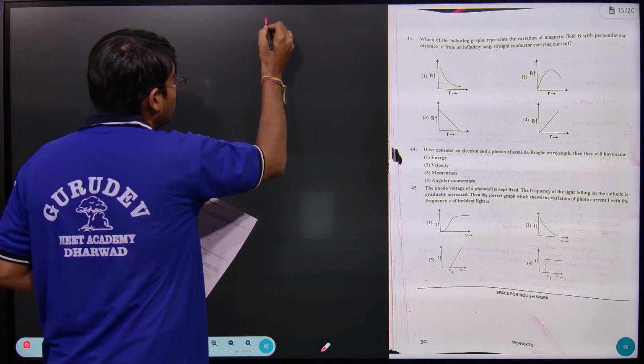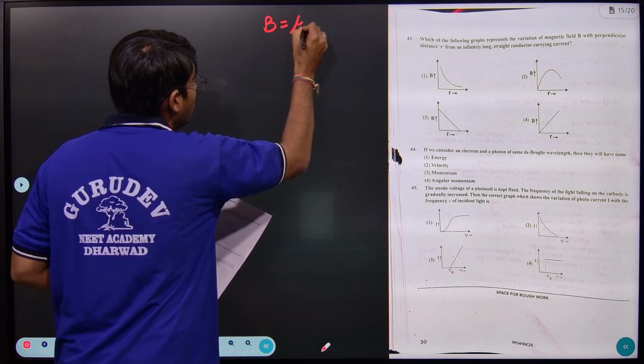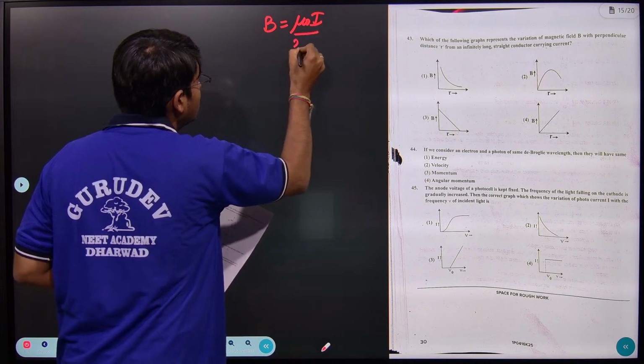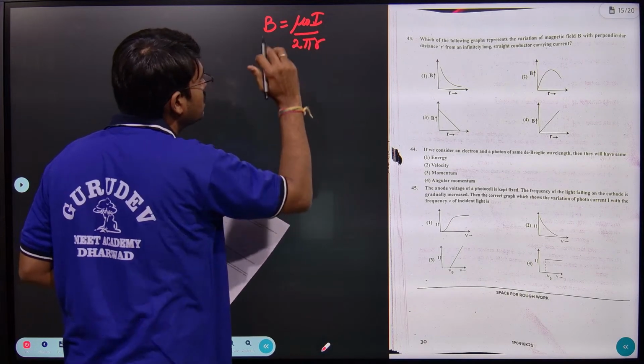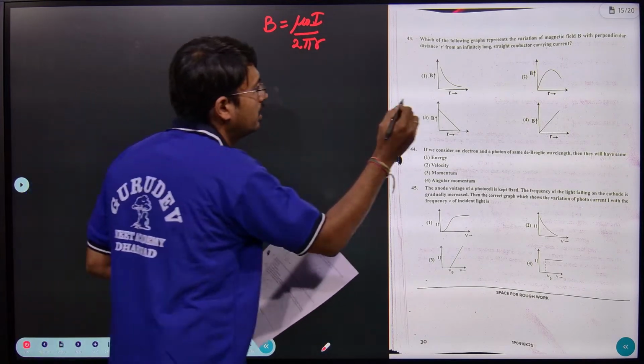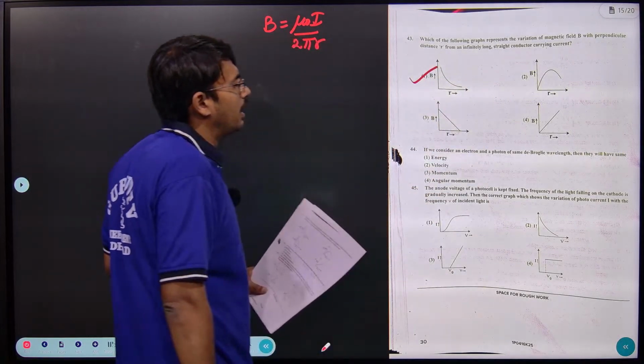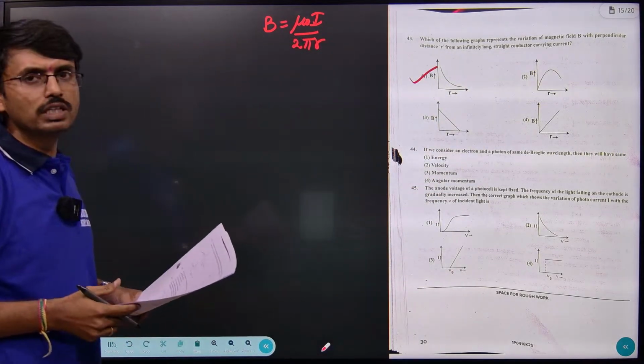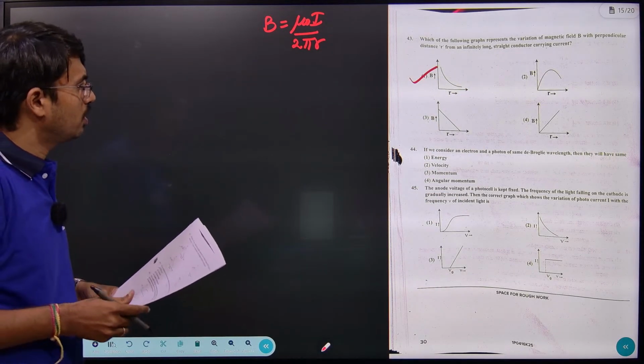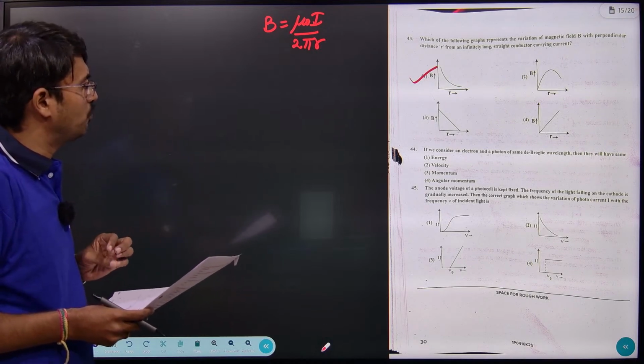So what's the equation for this particular one? B equals mu naught I divided by 2 pi r. So therefore it is inversely proportional to r, and so straight away we can give the answer here, that is option 1 is the right answer. So next, question number 44.